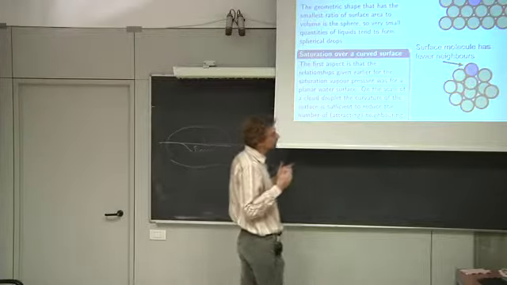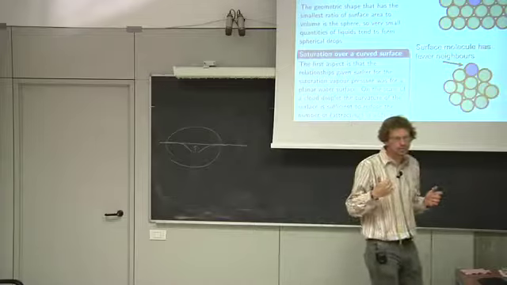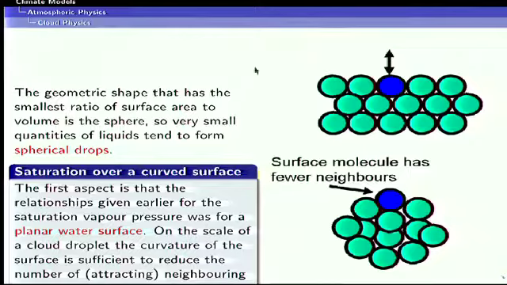So let's imagine a fixed temperature. Which will have the highest evaporation rate for a fixed temperature? The droplet or the plane? The droplet. So we have a higher evaporation rate for a fixed temperature. So in order to have an equilibrium, we also have to have a higher condensation rate, yeah?